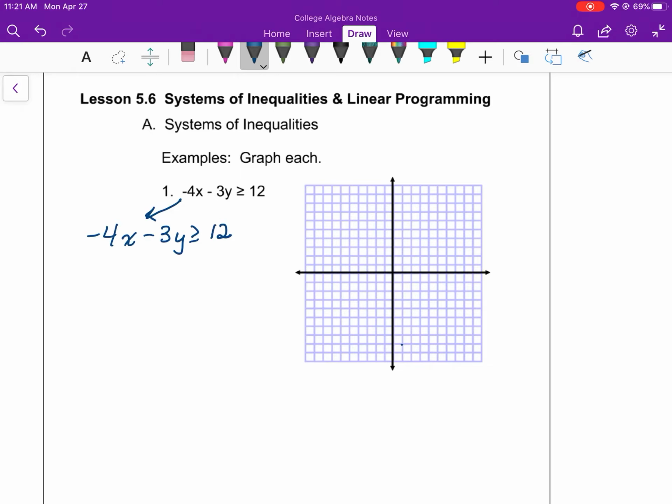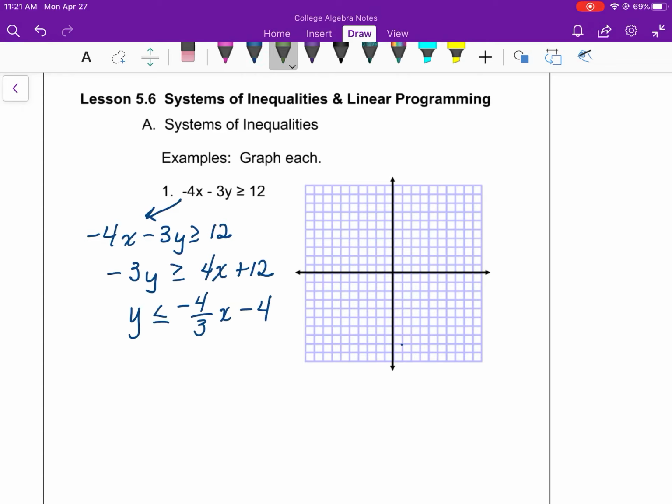And I'll be using slope-intercept form to graph it. Remember, when you divide both sides of an inequality by a negative, you need to flip your symbol over. So we have y is less than or equal to -4/3 x minus 4.